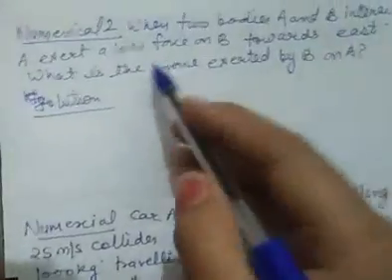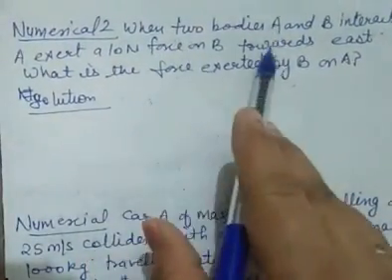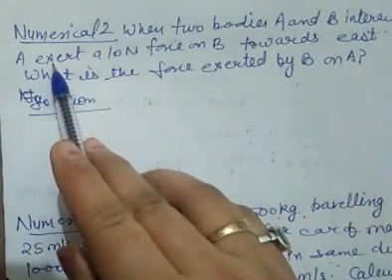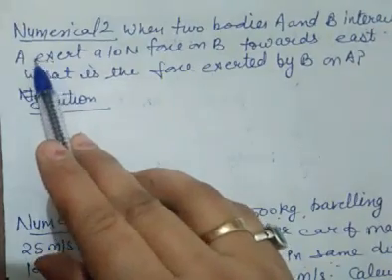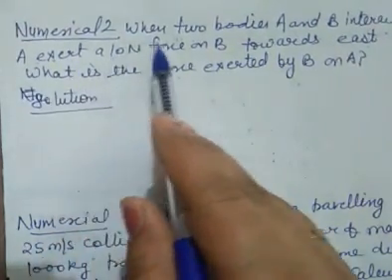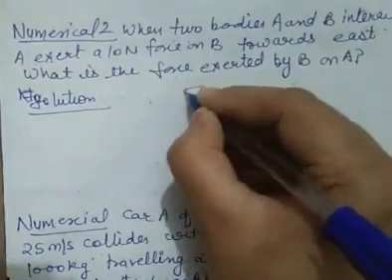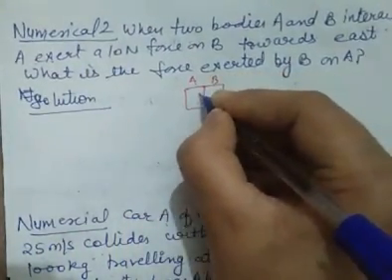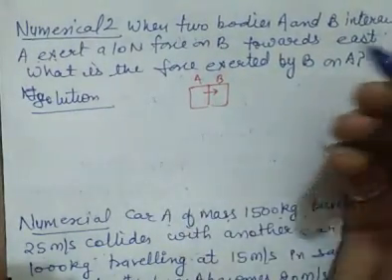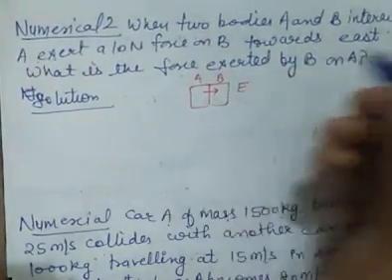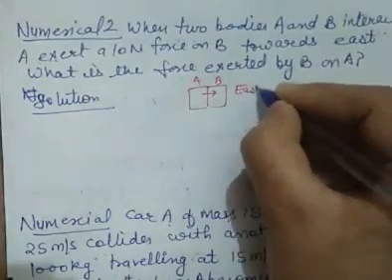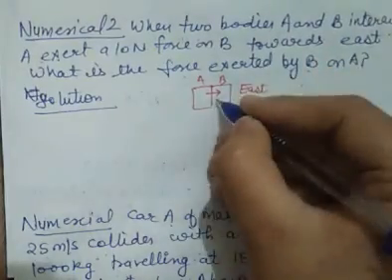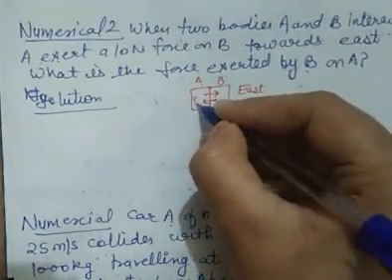Now, when two bodies A and B interact, means exert force on each other. A exerts a 10 Newton force on B. It means let it be A, it is B. A exerts force of 10 Newton on B towards east. It means let it be east. Then what is the force exerted by B on A? We have to find out.